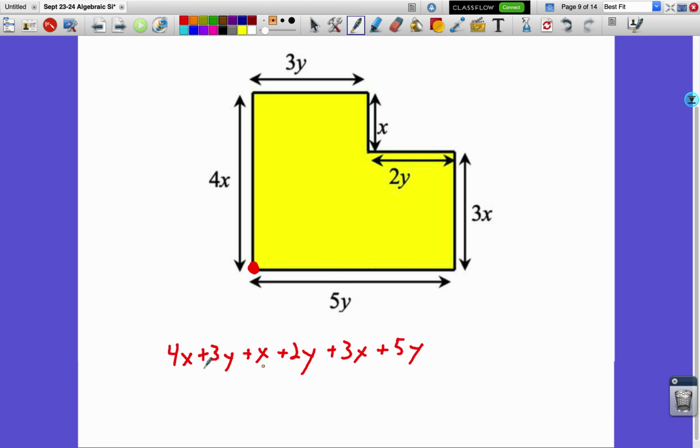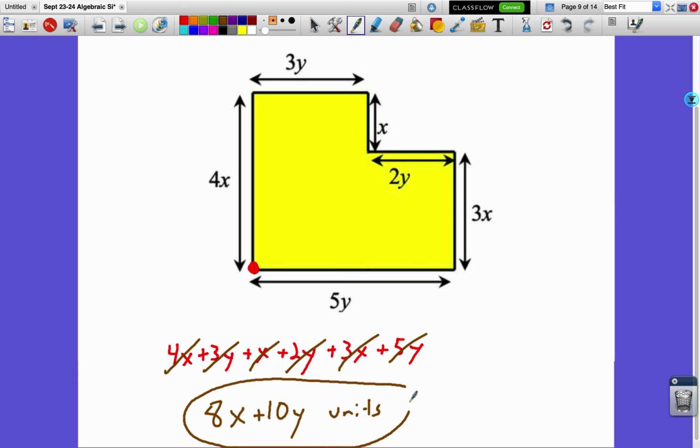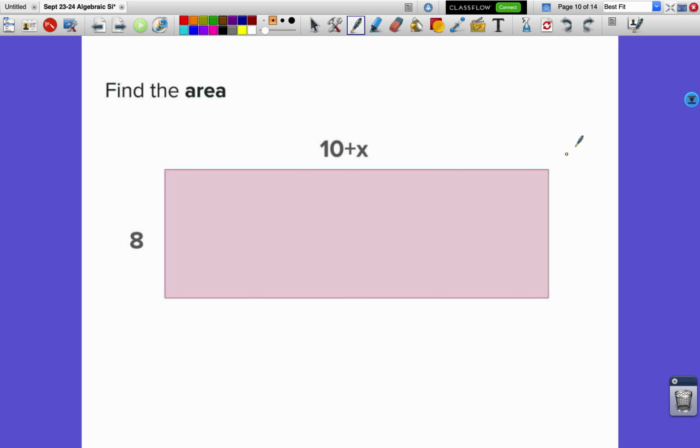All right, let's combine all the terms with x's. I'll cross them out as I go. So 4x plus x is 5x plus 3x is 8x. 3y, plus 2y is 5y, plus 5y is 10y. Alphabetic order, and it's a perimeter, so we'll say units at the end. If you want a challenge, come back to this problem at the end and try to find its area. Quite a bit trickier.